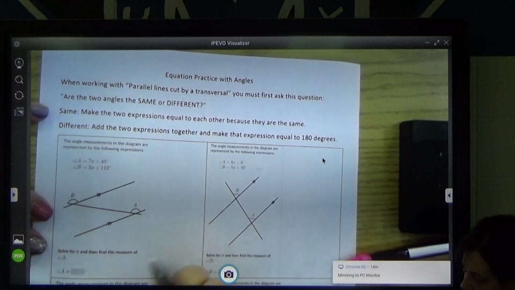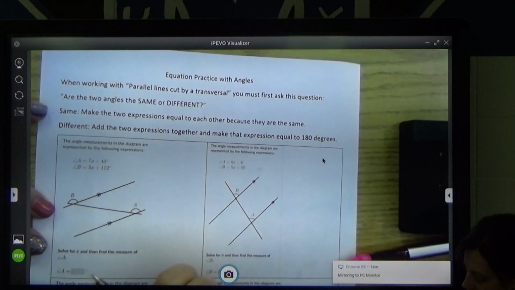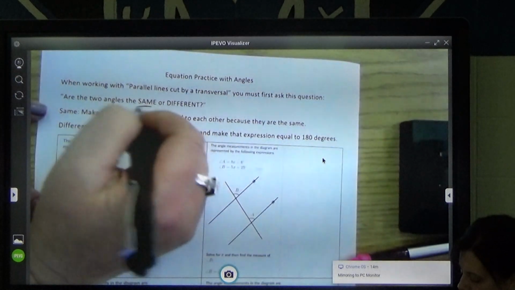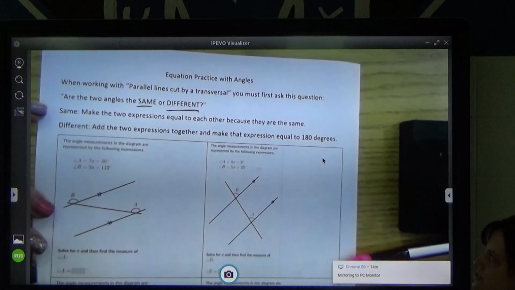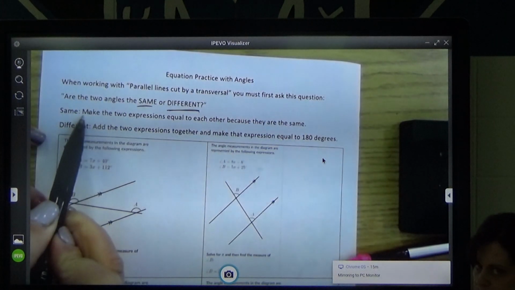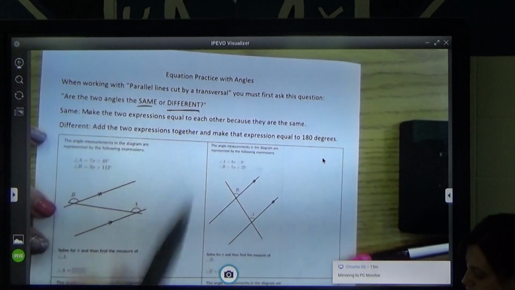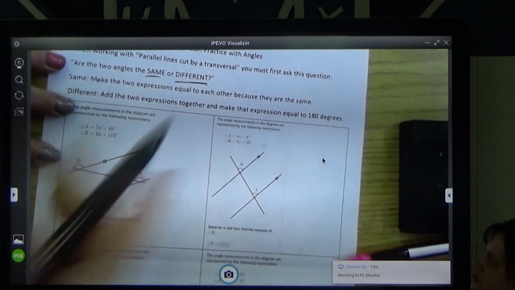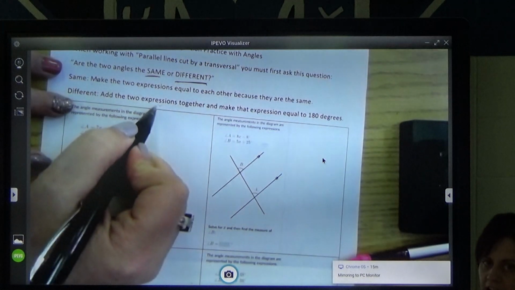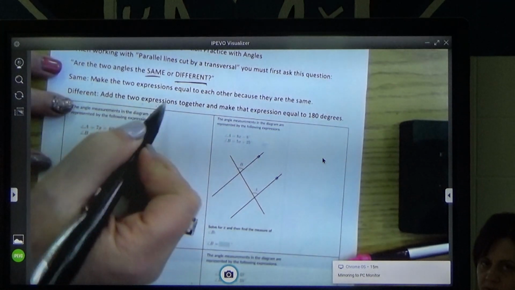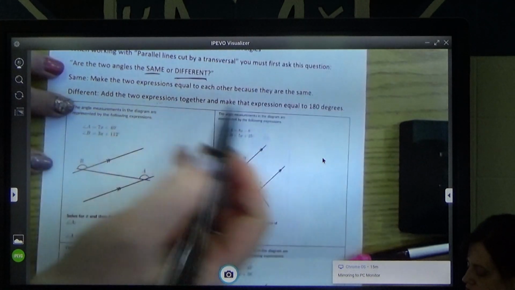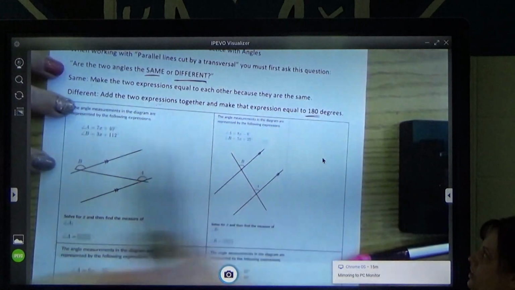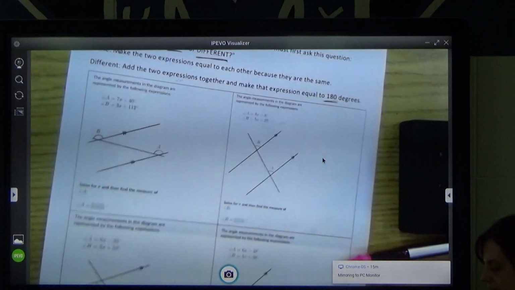The first step is always ask yourself, the two angles that they marked, are they the same or are they different? If they're the same, it's a simple equation. You just make the two expressions equal to each other because they're the same. If they're different, we explored the other day, an acute added to an obtuse add up to be 180. So that's why you're going to add up your expressions and make them equal to 180.